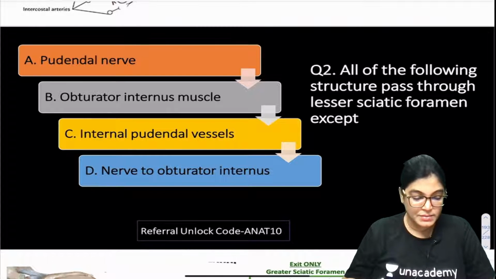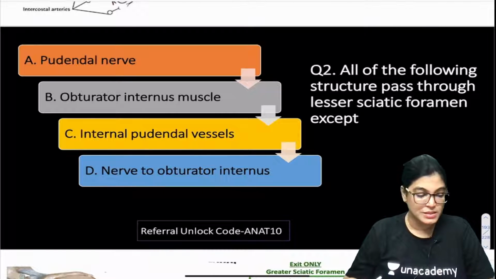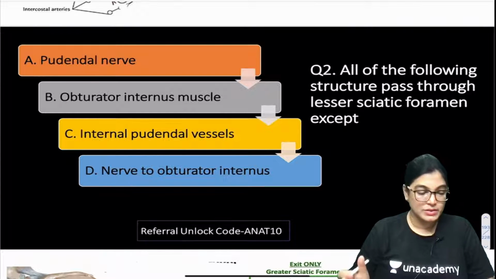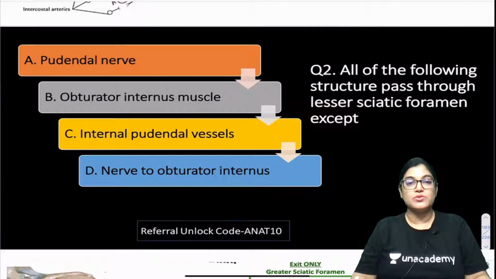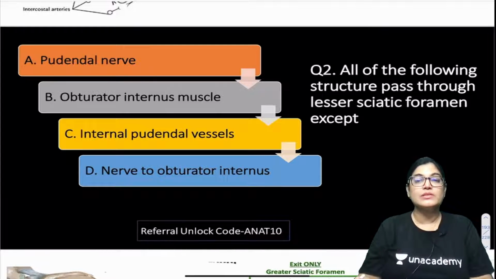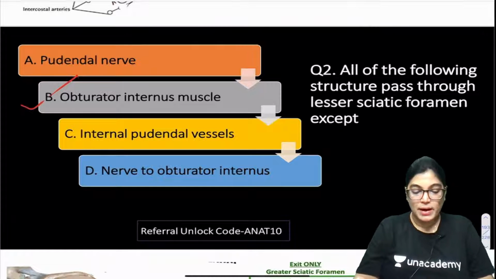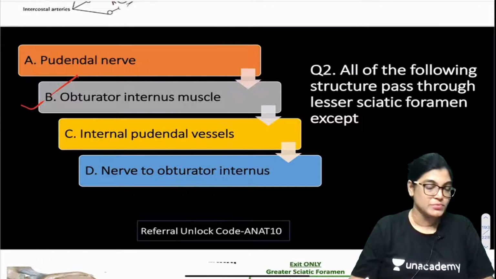Sarans is telling it's B. So actually obturator internus muscle is not exactly passing through the lesser sciatic foramen. The tendon of obturator internus muscle can pass, but not exactly the obturator internus muscle. So yes, B is absolutely right.